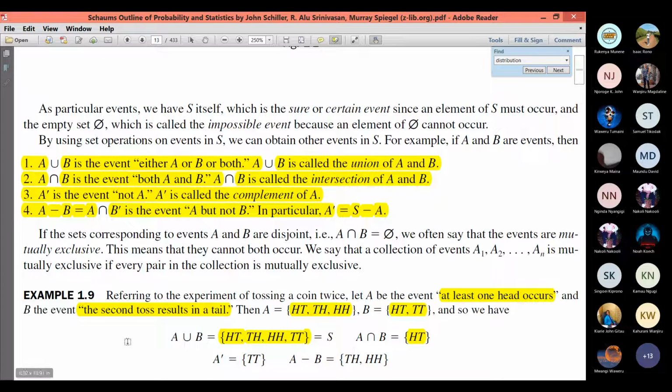Then A complement is, what is it that is not in A? And you can see that apart from these 3, the TT is not there in A, so it is in the complement.